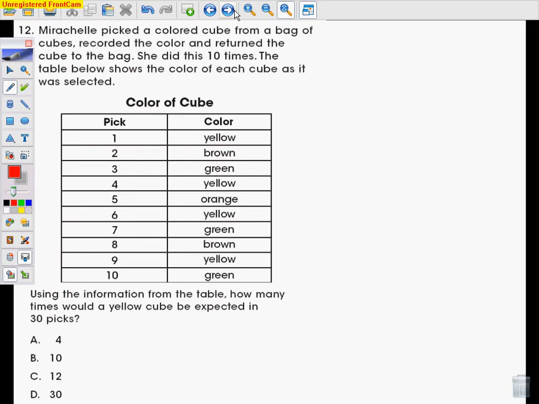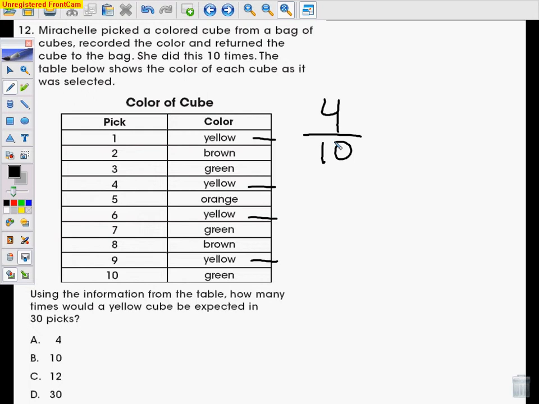Number 12. Mirachelle picked a colored cube from a bag of cubes, recorded the color, and returned the cube to the bag. She did this 10 times. The table below shows the color of each cube as it was selected. Now, it says using the information from the table, how many times would a yellow cube be expected in 30 picks? So let's look at the yellow choices. All right, so the yellow cube was picked here, here, here, and here. So there's a total of 4 times out of the 10 times that we picked a yellow cube.